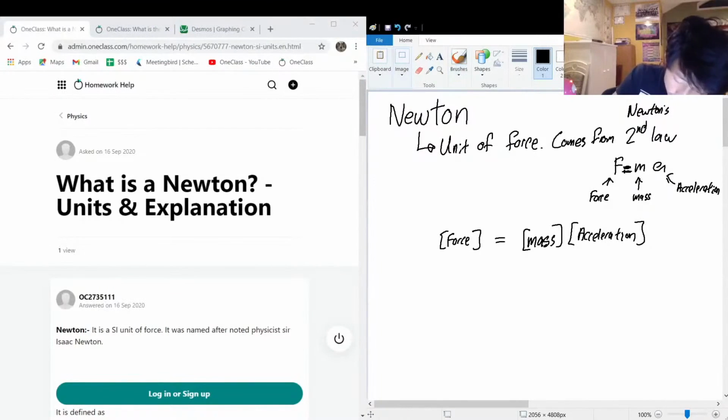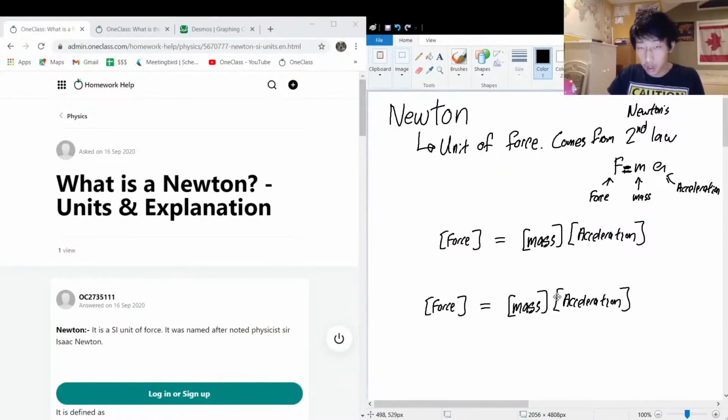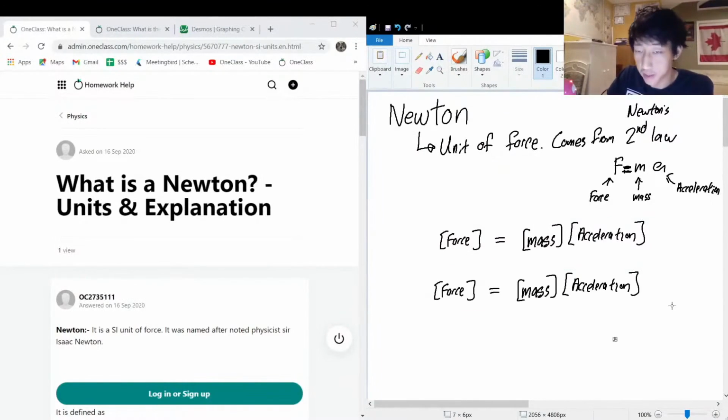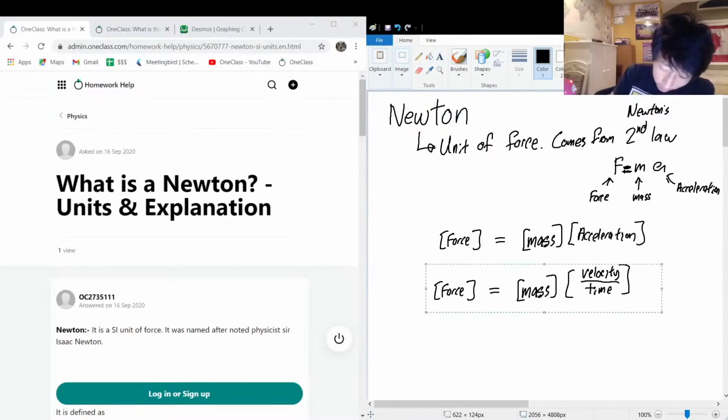Let's copy this and move that down. Another way that we can write acceleration is velocity per time. The change in velocity over time is acceleration. That could be another way to write this out. And we can expand out the velocity into something more low level.